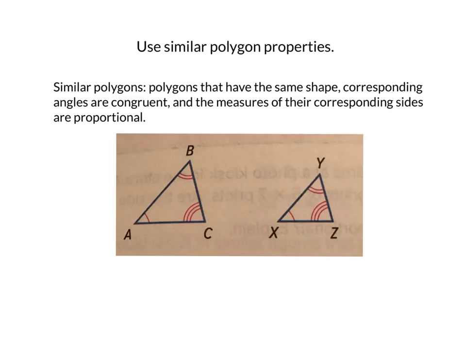Another way we can talk about similarity is knowing about similar polygons and their properties. So similar polygons are polygons that have the same shape. They have corresponding angles that are congruent, and the measures of those corresponding sides are proportional. Again, when we're talking proportional, that means they have the same ratio, like what we were just doing for our scale factors. And congruent means that they have the same measure.